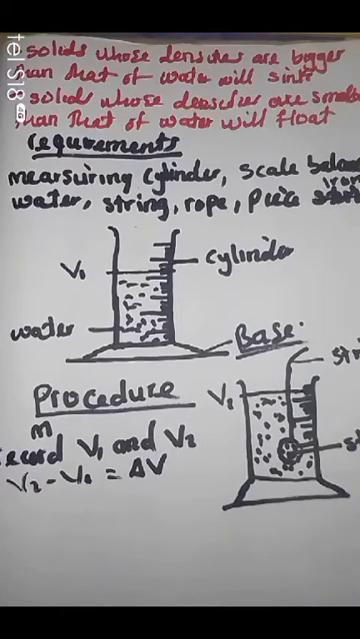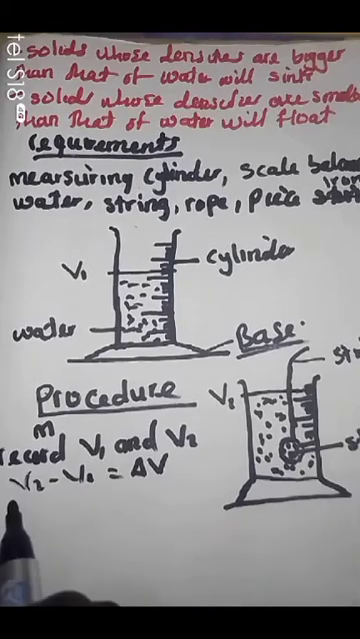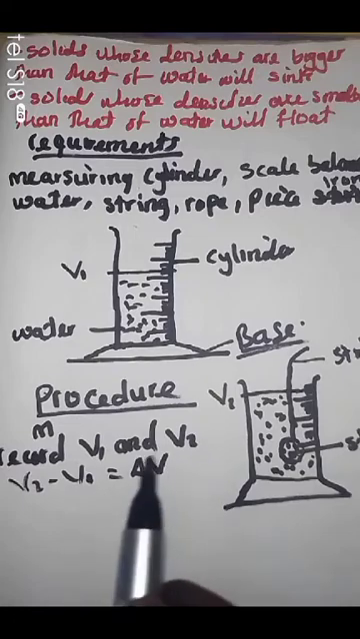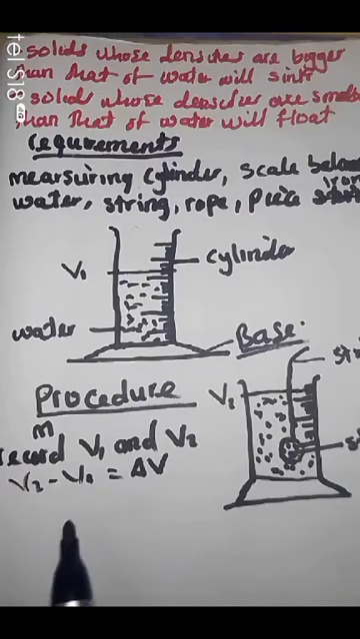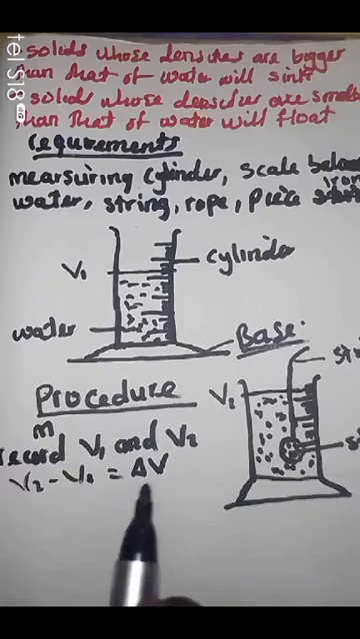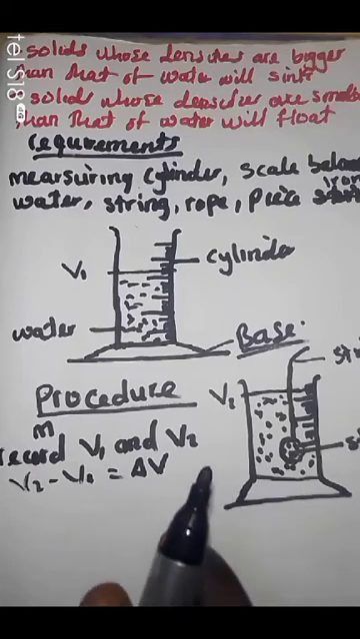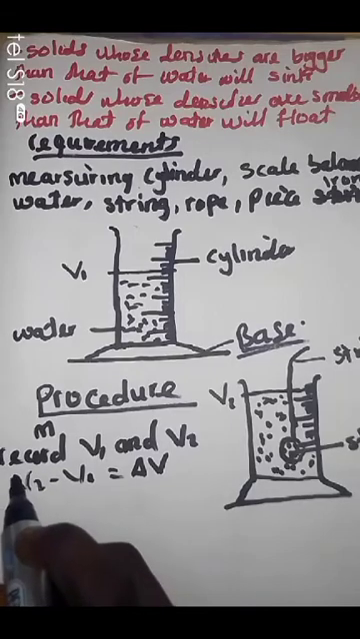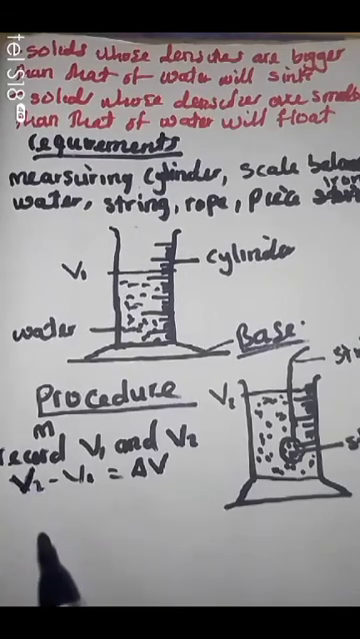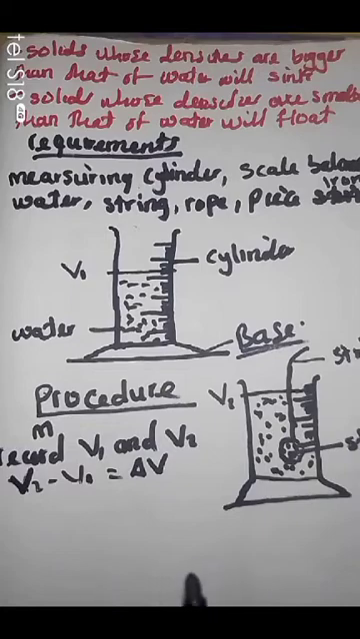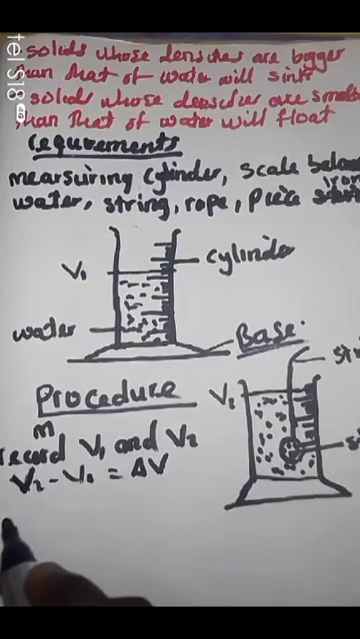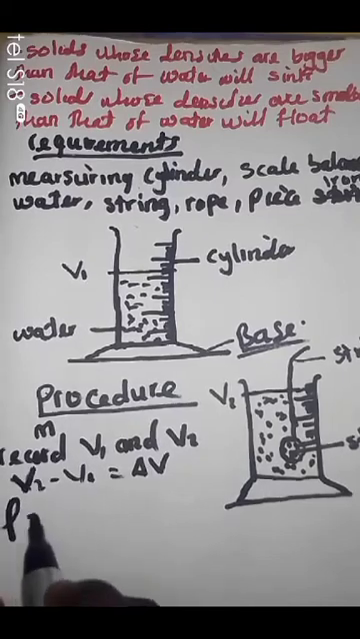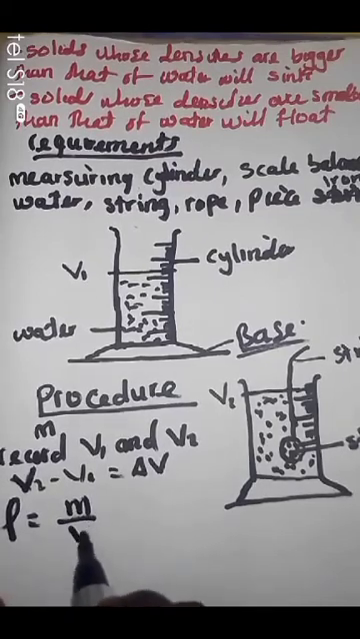Now the calculations. The mass is m, the initial volume of water is V1, the final is V2, and the change in volume, that's V2 minus V1, is given as delta V. That's the calculation. Then the method in which you are going to get the density of the stone you are looking for. We know that density, we can abbreviate it as rho, is equal to mass per unit volume.